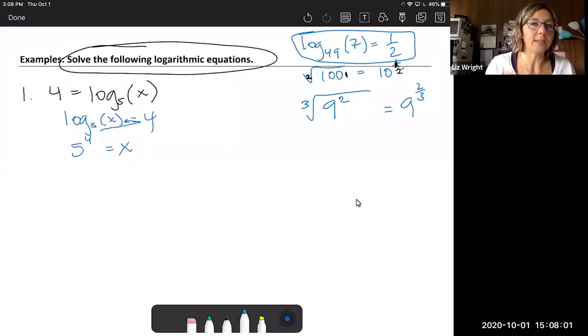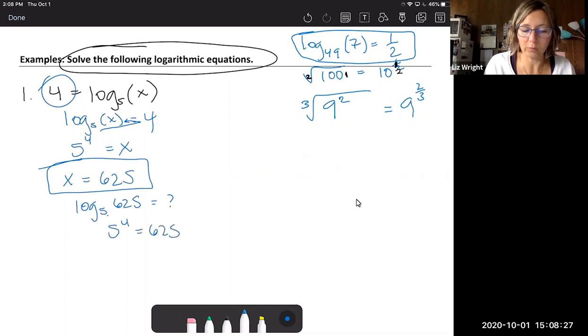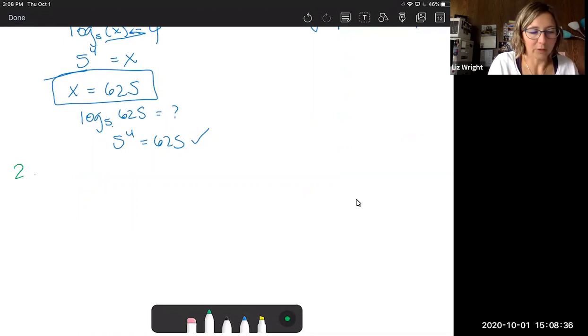Now in your calculator, go ahead and take 5 to the 4th, and you should be getting 625 for that one. Then you can always check yourself. Does that make sense? Log base 5 of 625, what does that equal? You're asking yourself, 5 to what power equals 625? And the answer that we started with was 4. Does that make sense? 5 to the 4th equals 625. Is that true? You can check it, and it's true. Yes, that's correct.